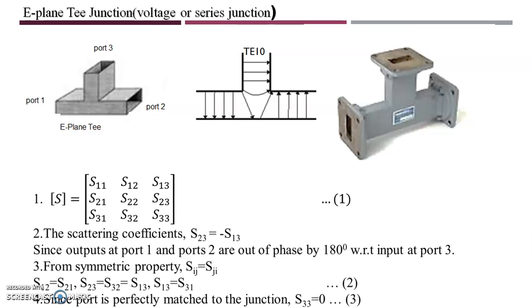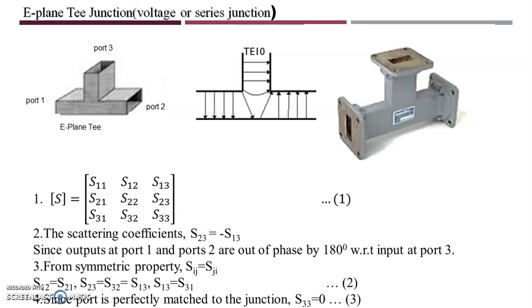When you give equal and in-phase power at port 1 and port 2, that will cancel at port 3. If you give out-of-phase power at port 1 and port 2, they are combined. So as it is a 3-port, it is represented using a 3 by 3 matrix similar to the H-plane tee, that is S11, S12, S13.